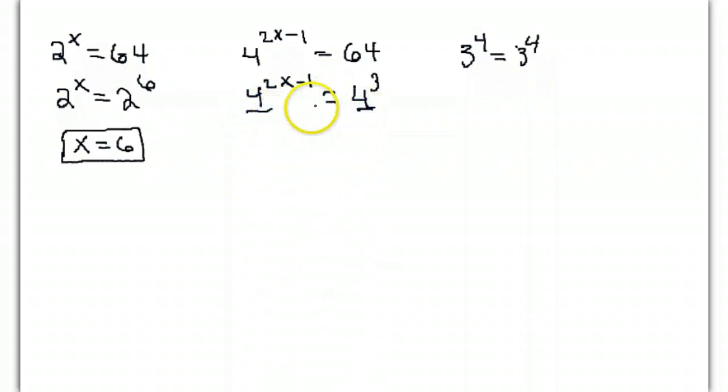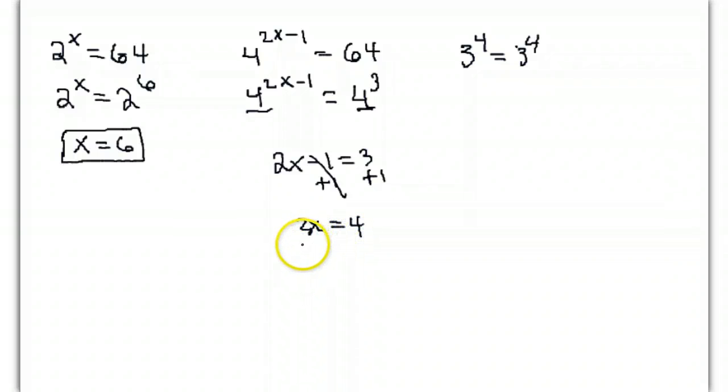So once you do that, you don't need the bottoms no more. If the bottoms match, that means the tops have to be equal. So the next step will be 2x minus 1. You set the tops equal, and you solve for x. You add 1 to both sides, and you got 2x equal 4. And then how you get rid of the 2? Divide by 2. And you got x is equal to what? So this is just manipulation.